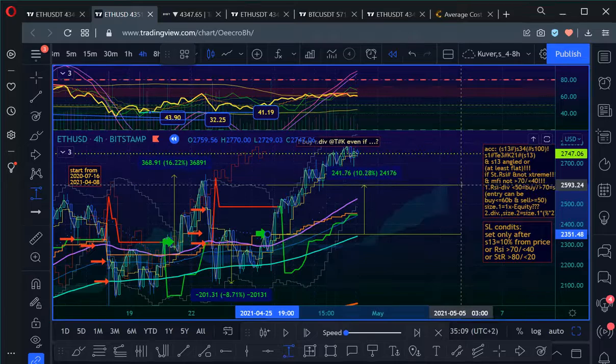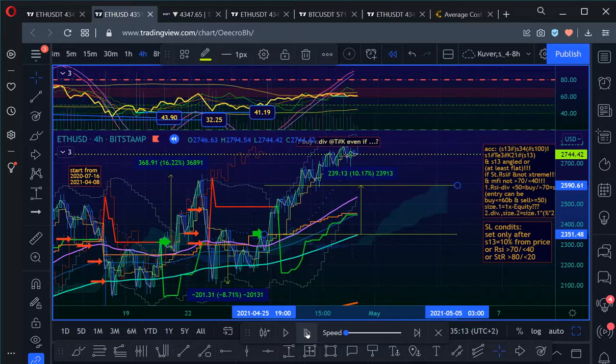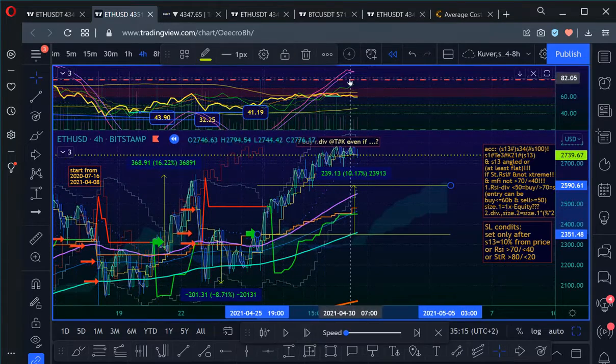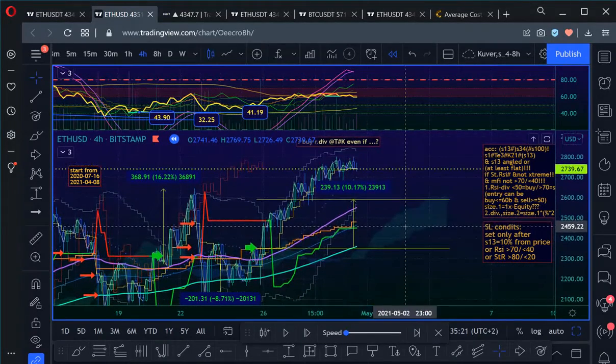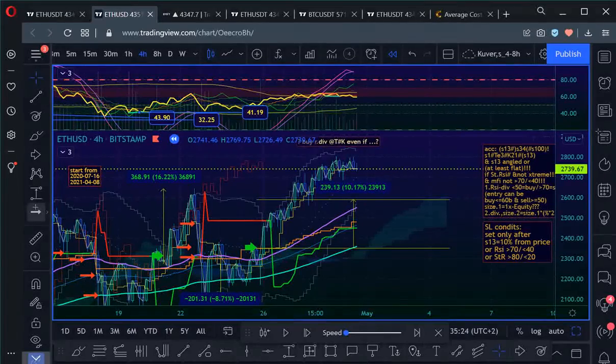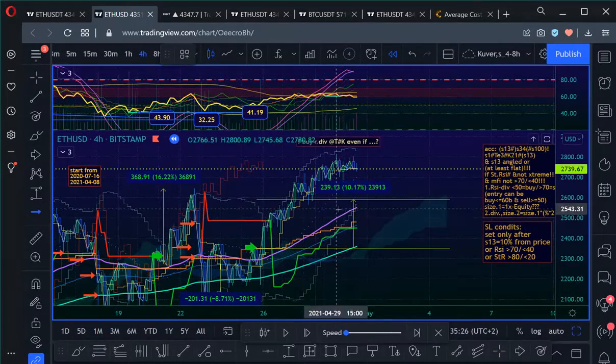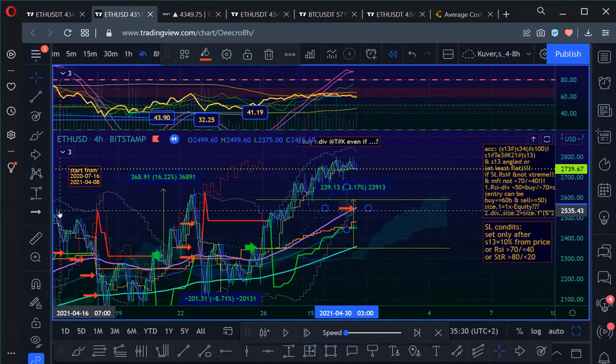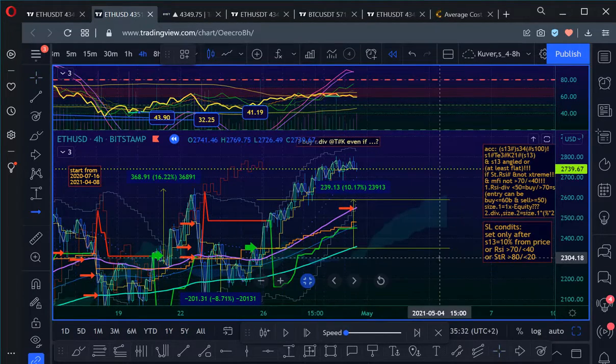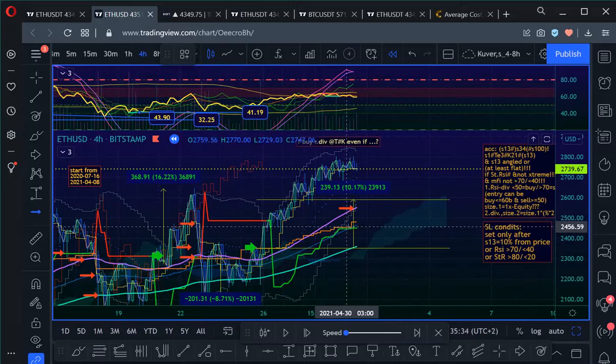Something around this level. So let's see. Actually, we could put a stop already because the stochastic RSI is in the extreme. And so we would put a stop here and another. Probably because they're all together, we could put half position stop here.